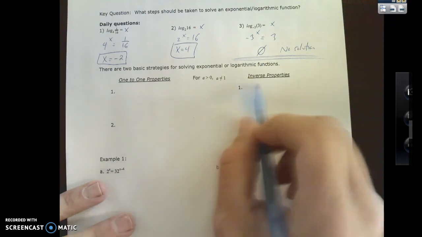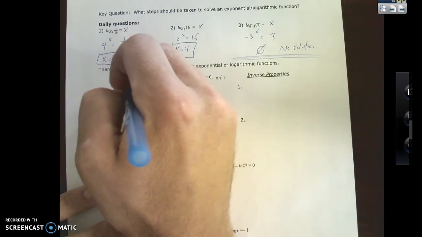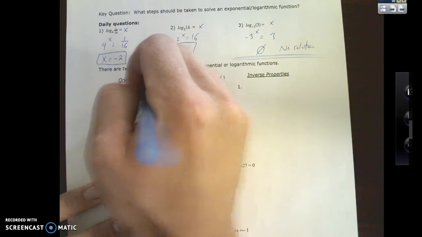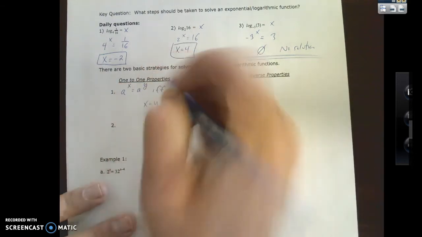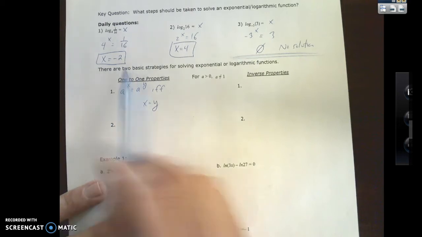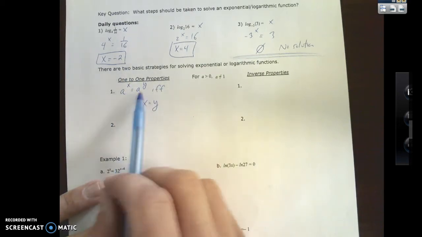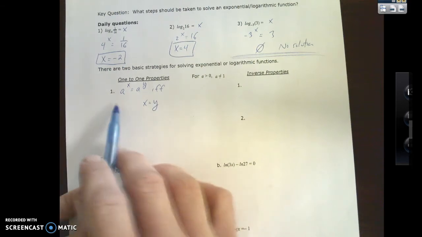Alright, there are two basic strategies for solving exponential or logarithmic functions: one-to-one properties and inverse properties. Please take a moment and jot these down, and I will explain what they mean in a second. They are going to freak you out a little bit because they're all variables, but I promise they're not bad. A to the x equals a to the y, if and only if x equals y. Two things are equal only if they have the same base, they have the same exponent as well. So that one's kind of simple. We'll see that one real soon.